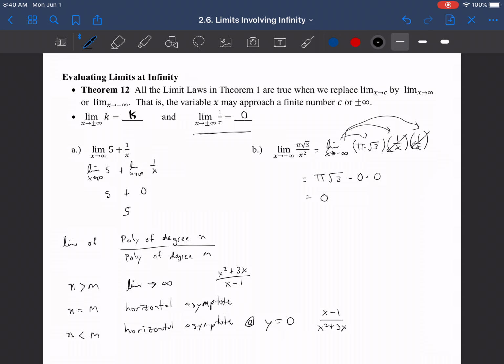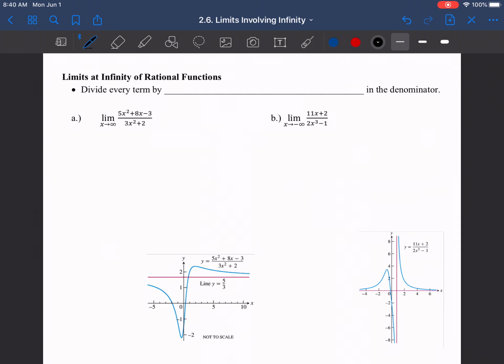So keep this idea in mind. I know it was stuff we did before, but hopefully it'll make a little more sense as we start talking about limits as we go forward here. So limits at infinity of rational functions. First off, what you're going to do is divide every term by the highest power of x in the denominator.